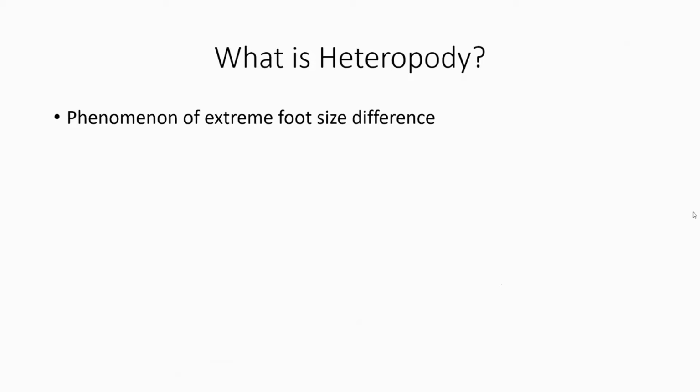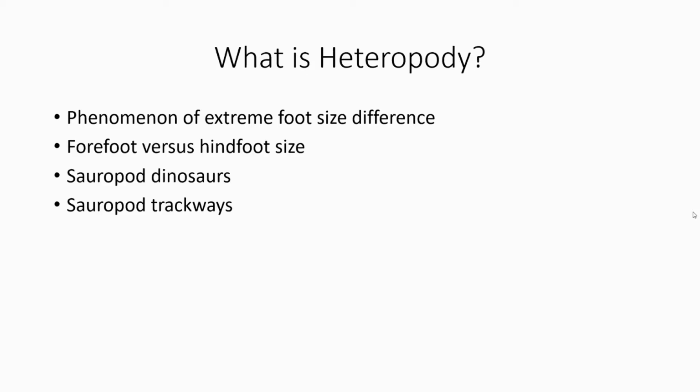And usually when we talk about heteropody in the context of sauropod dinosaurs, which is what I'm going to be mainly focusing on for my questions, we're talking about extreme heteropody, which is just what it sounds like: an extreme version of this foot size difference. And this is exemplified in sauropod trackways, where you can clearly see the impressions left from feet, and the forefoot and the hind foot tend to be very different sizes, with the forefoot considerably smaller.